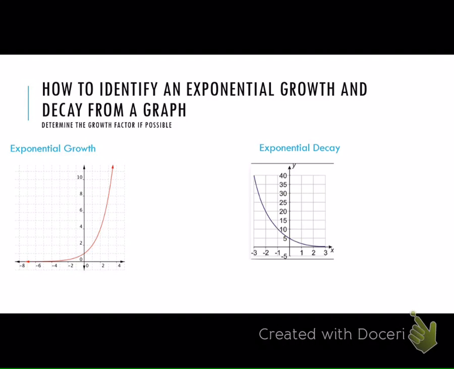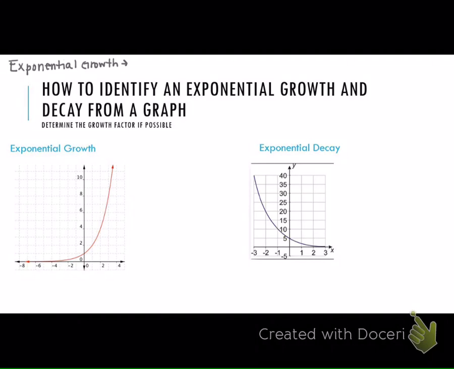So how to identify exponential growth and decay from a graph. First thing you have to do is determine the growth factor, if at all possible. If it is possible, you should be fine. So what makes something exponential growth? Let's first talk about that. Which one of these do you guys think is exponential growth and which one do you think is decay, first of all? One is growth and one is decay.